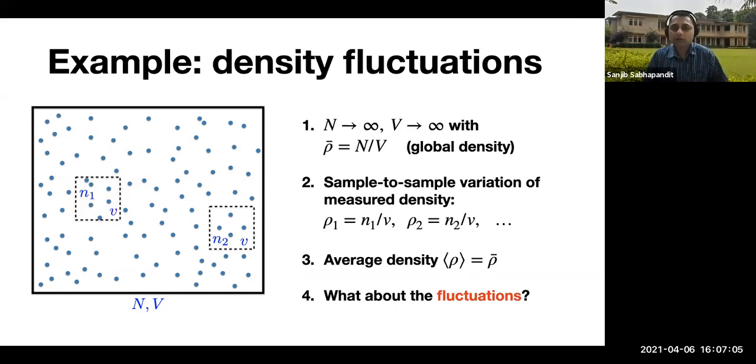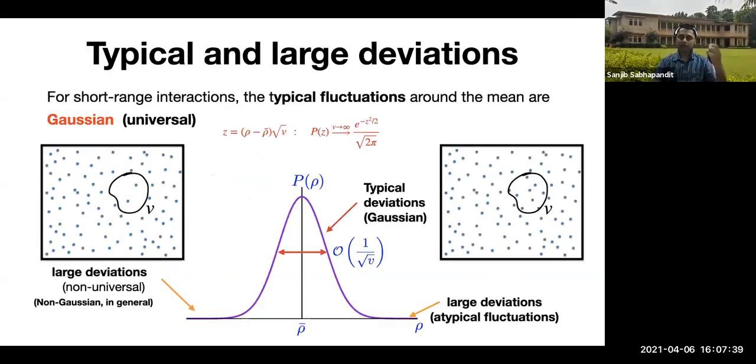But as you know from your undergrad experiments, you don't do the experiment only once. You repeat these experiments many times, and each time you do the experiment, it gives you a density: rho 1, rho 2, and so on. This basically varies from sample to sample. After you have these densities, you find the average. What you'll probably find is that this average is equal to your global density. But there will, of course, be fluctuation from sample to sample. And what about these fluctuations? As you already know, the typical fluctuations are Gaussian.